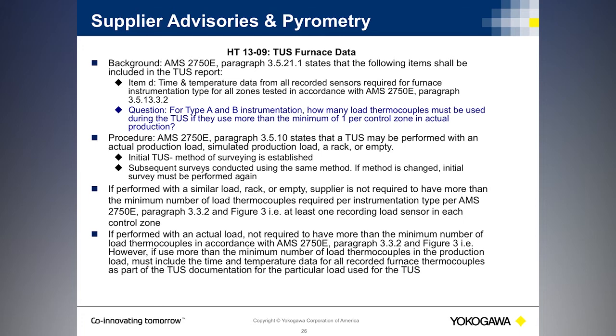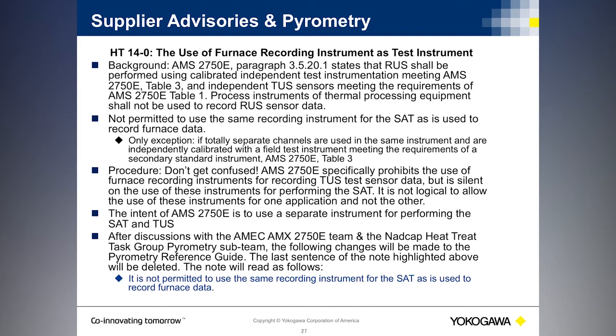So again, it's giving some latitude and some explanation of what the intent of 2750 is and what the expectation is for the heat treat auditor to audit to. Advisory 14-0 came out because there was a flaw within the Pyrometry Reference Guide at the time, as well as several furnace manufacturers making statements that you're allowed to use process recorders, multi-channel process recorders, to also conduct your temperature uniformity surveys.